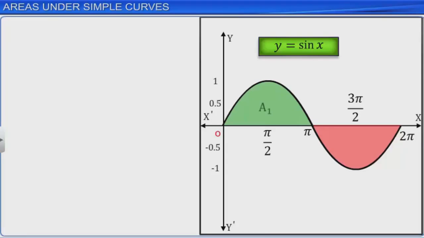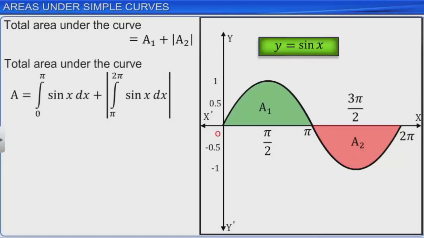Now, A1 is equal to the integral of sin x dx from 0 to pi, and A2 is equal to the integral of sin x dx from pi to 2 pi. The area can be calculated as shown. This gives the area between the curve and the x-axis equal to 4 square units.